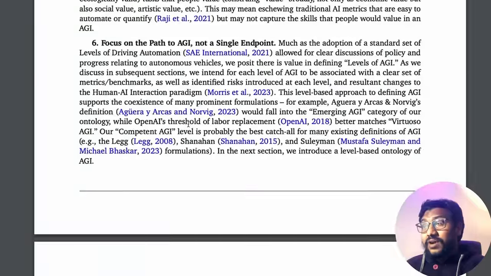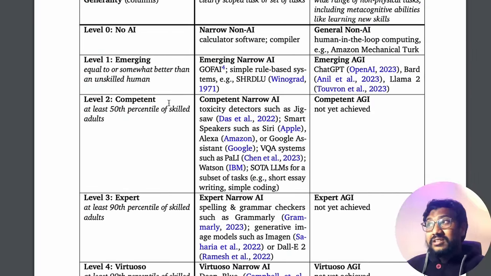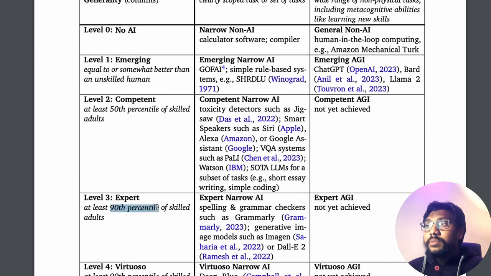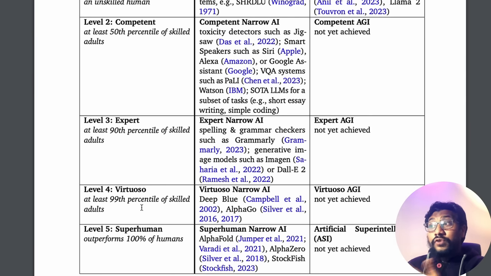Like I said, they're defining different stages, like 6 stages. The first one is no AI. The second one is emerging, that is emerging narrow AI. Then competent AI, and this is at least the 50th percentile of skilled adults. The 50th percentile, anybody who knows statistics, is the median, and this is looking at the median. This is looking at the top 90th percentile, which is expert. Virtuoso is the 99th percentile. And finally, they have got superhuman, which outperforms 100% of humans.